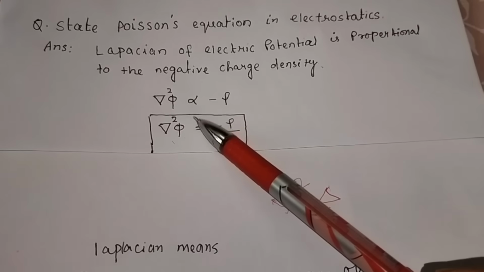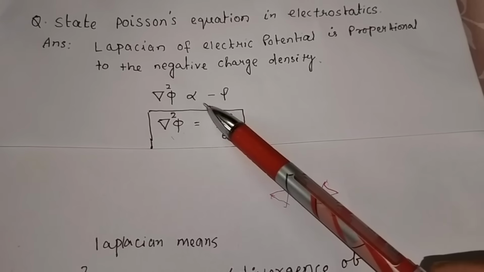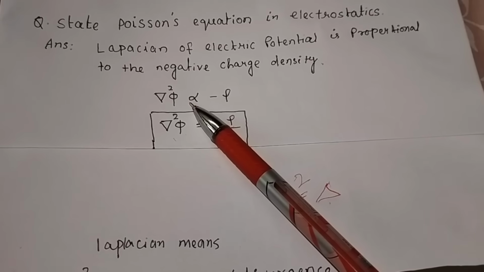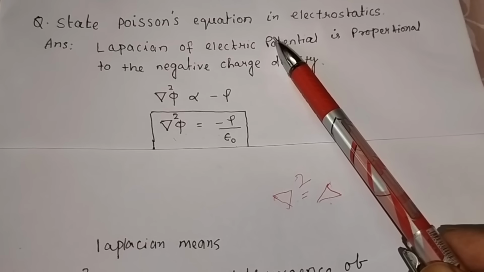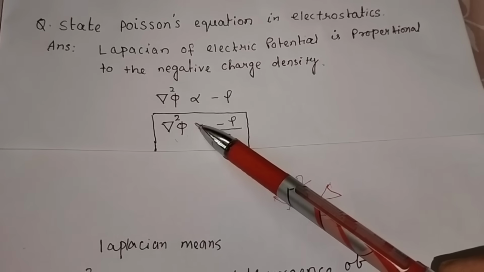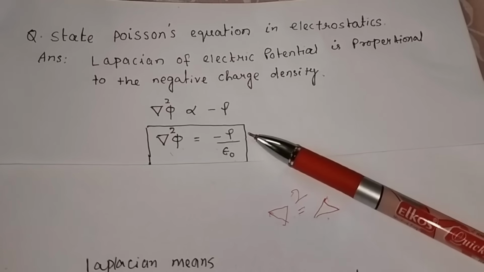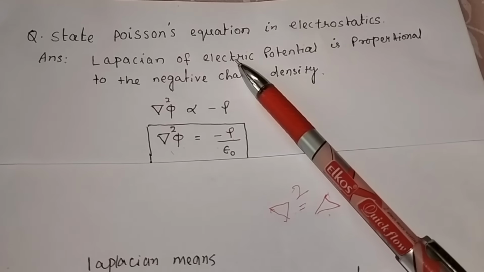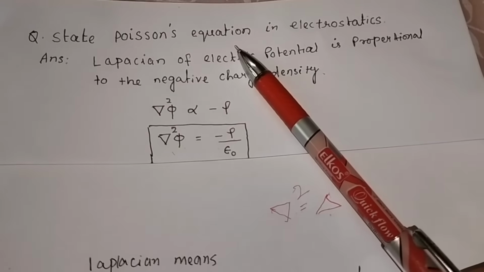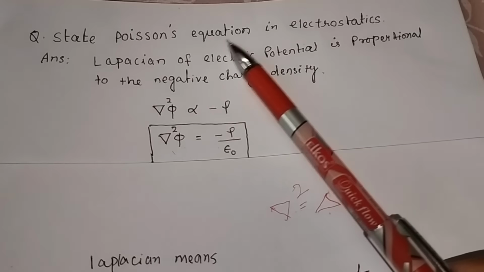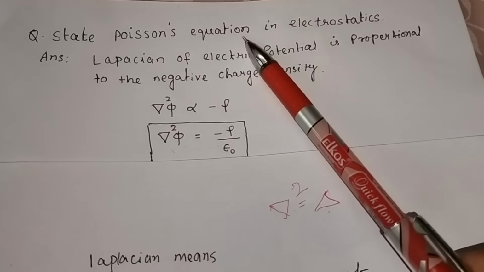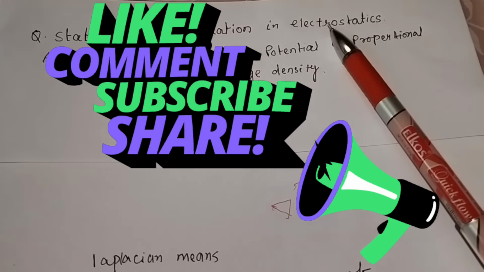So the next question, how you derive Poisson's equation from Gauss law or the differential form of Gauss law, we will discuss in the next video. We will also discuss the physical significance of Poisson's equation, and why Poisson's equation is important in electrostatics.